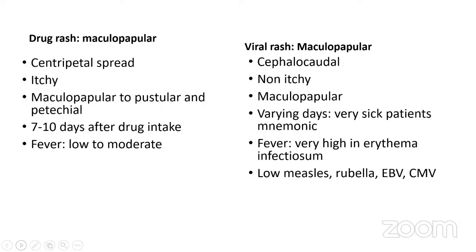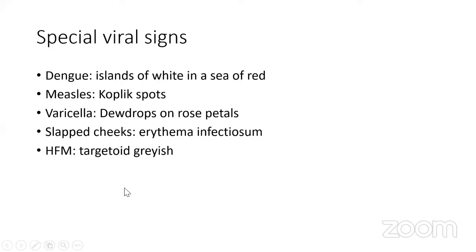But in case of viral rash, fever is very high, and it depends on when the rash develops, and it's usually non-itchy. Then these are the special viral signs. Dengue, we see the islands of white in a sea of red. Then measles, Koplik spots, again the second molar. Then varicella, dewdrops on rose petals. Slapped cheek, we see in erythema infectiosum. Erythema infectiosum also will have very high grade fever with a slapped cheek. Then hand, foot, and mouth, targetoid grayish lesions.